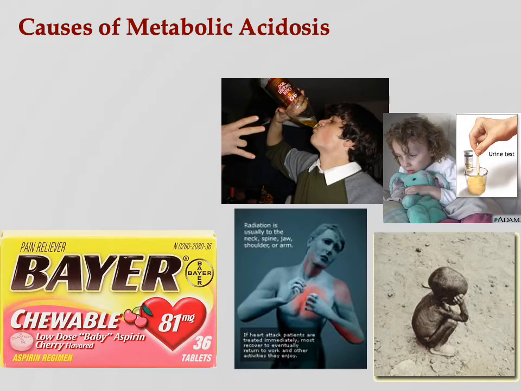Now looking at causes of metabolic acidosis. We're talking about acidosis caused by something you put into your body, or your body's inability or excessive ability to do something. So let's just take a look. What if you put in too much hydrogen? How could you do that? Well, aspirin overdose. Aspirin is salicylic acid.